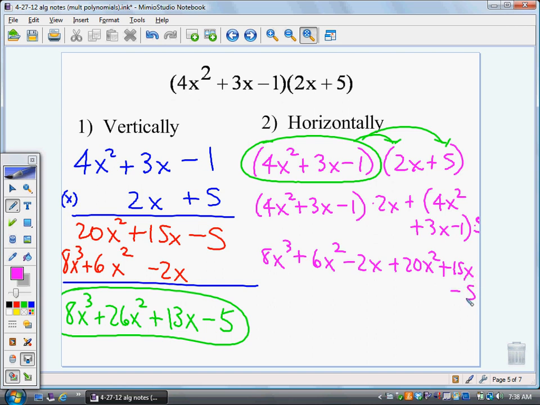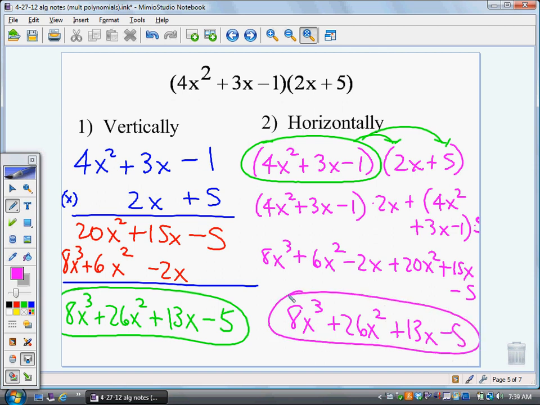Combine all the like terms. There's a 6x squared and a 20x squared, 26x squared, negative 2x and 15x is 13x, and then the negative 5. So you get the same answer. And it's just like what we did before. Now you distribute the trinomial, which requires you to then distribute each monomial through, and you get those 4 terms.